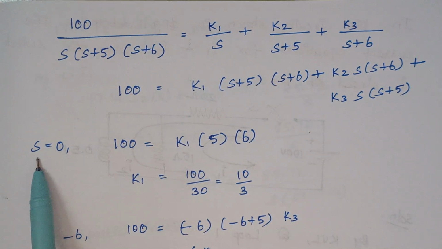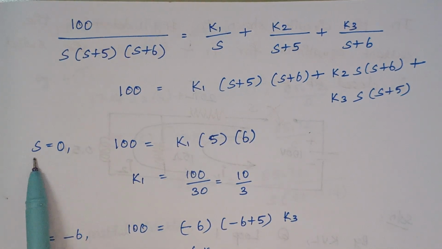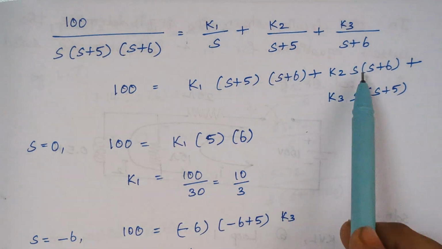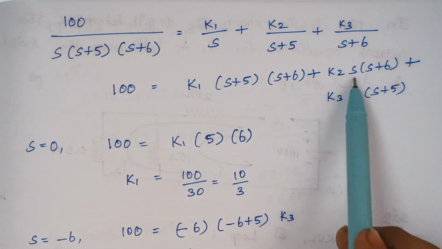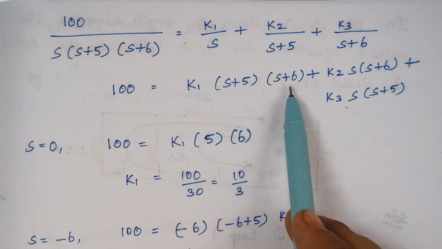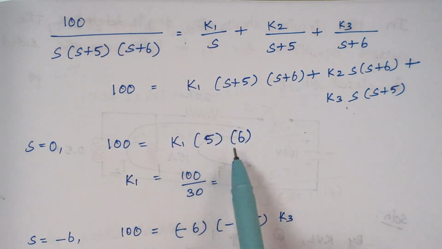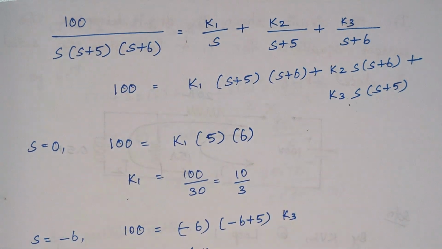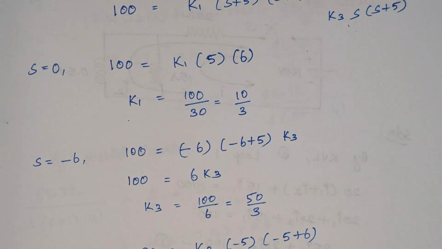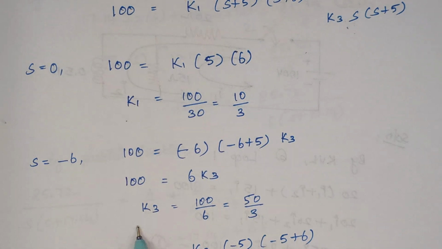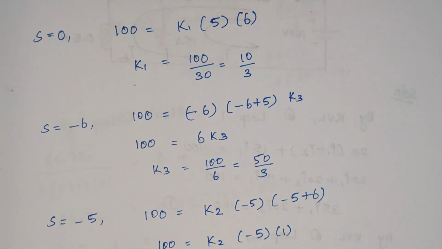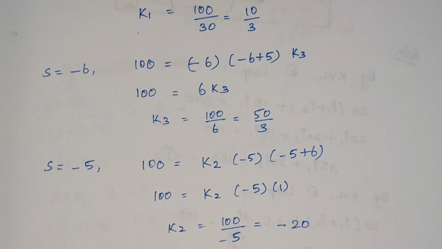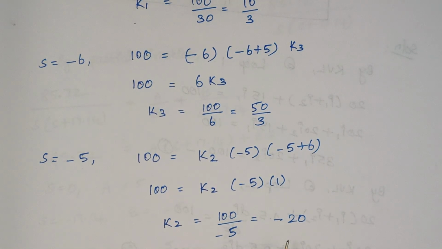So first we are substituting the value of S as 0. Once S is substituted as 0, K2 and K3 become 0 because here we are having S, right? So we can easily find the value of K1. Therefore, the value of K1 is calculated as 10 by 3. And the next thing is we are substituting S equal to minus 6 and we are calculating K3. And for the next thing we are substituting S equal to minus 5 and here we are calculating the K2.